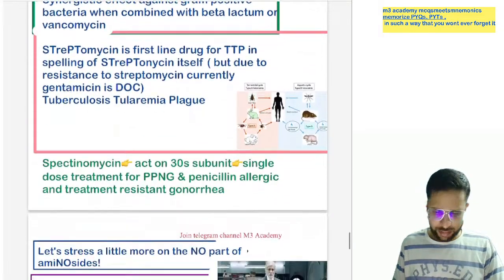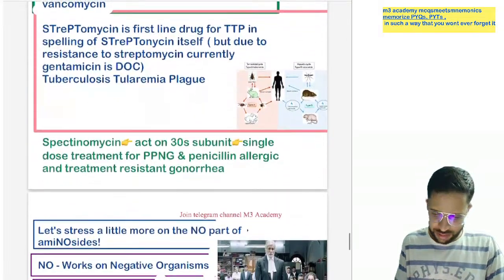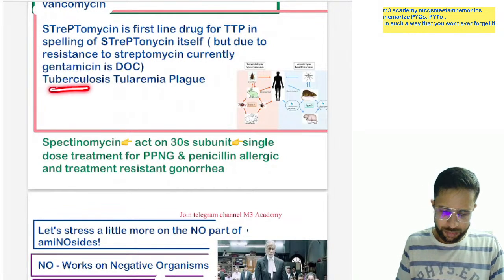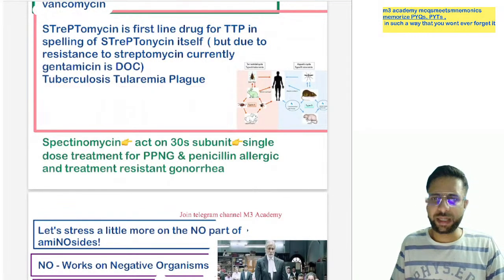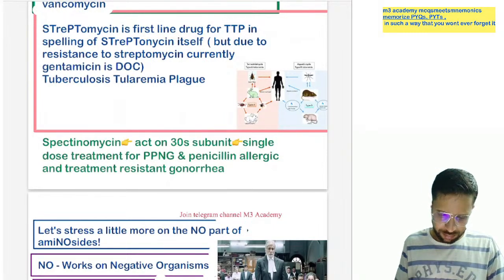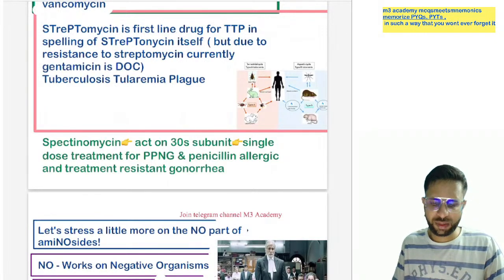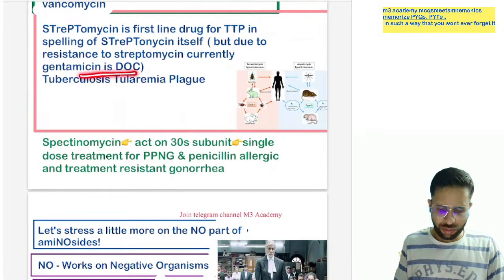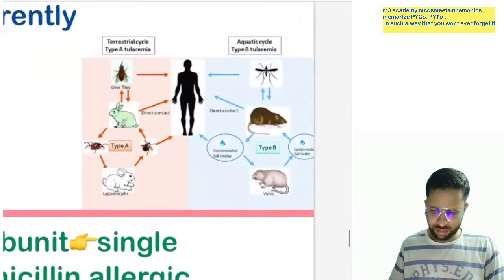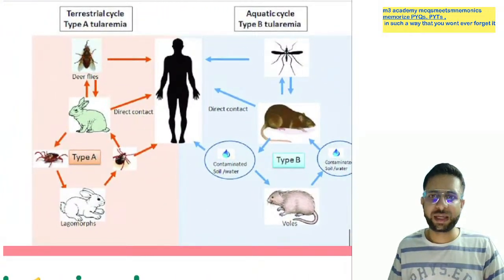Yes. Now next, streptomycin is the first line drug in TTP. So what is the full form of TTP? TTP means tuberculosis, tularemia and plague. Tuberculosis, tularemia and plague. This is the first line. Yes. And the spelling of streptomycin itself, but there is resistance to streptomycin currently. So we are using gentamicin for tularemia. Yes, so this is the life cycle of tularemia. The examiner can ask about the drug via the life cycle.